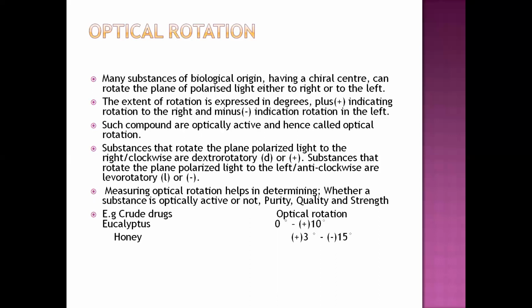Substances that rotate the plane of polarized light to the right, that is clockwise, are dextrorotatory, small d, and those which rotate towards the left hand side, that is minus, are known as levorotatory, small l. Measuring optical rotation helps in determining whether a substance is optically active or not. It can also check the purity, quality and strength. Like this, every drug has a specific optical rotation, like eucalyptus has 0 to plus 10 degrees, honey plus 3 to minus 15 degrees. These are the optical rotations of these drugs.